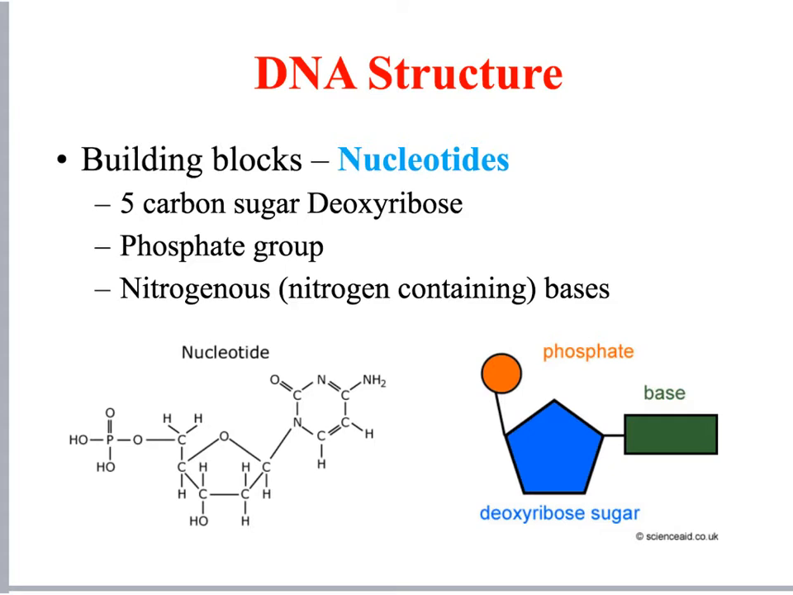It has a 5-carbon sugar, a phosphorus group, or phosphate group, and then it has one of 4 nitrogenous bases. Adenine, guanine, cytosine, or thymine are the 4 bases that we find in DNA.